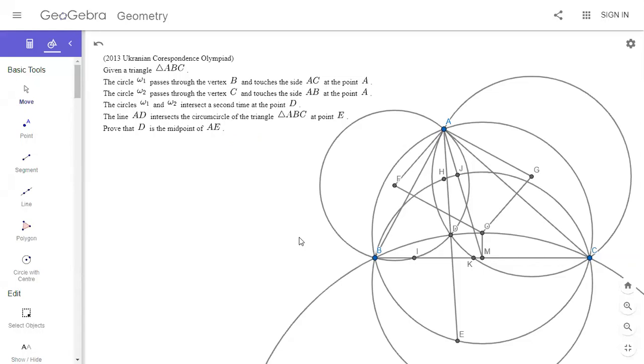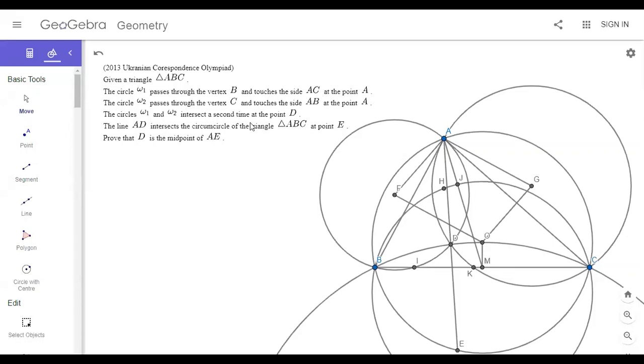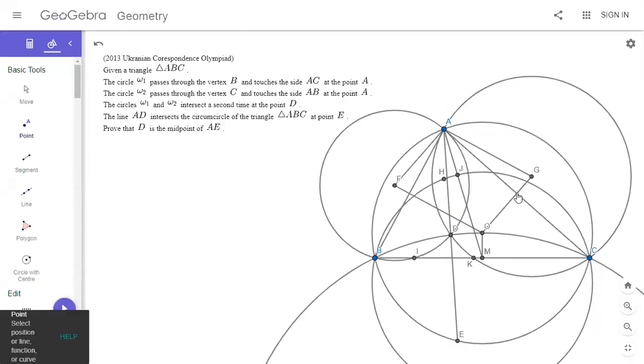Let's see. All right, so let me think about this for a sec. If we label these points, these are like L and N. We want to show ANDOL is cyclic, right? That's another way to solve this.